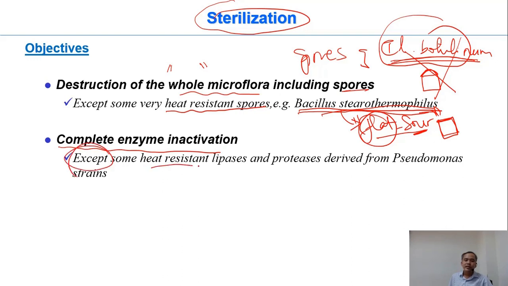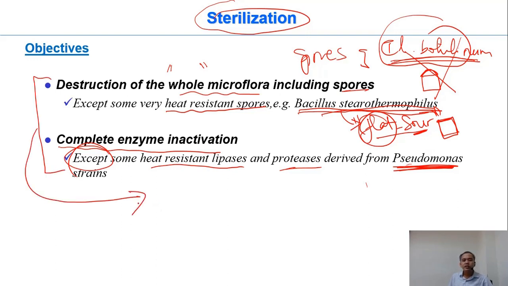And sterilization will inactivate enzymes completely, more or less actually, because there are some exceptions. Some heat-resistant lipases and proteases derived from the Pseudomonas group. What is the Pseudomonas group again? They belong to psychrotrophic bacteria. This bacteria is not heat resistant, but the enzymes they produce are very heat resistant.